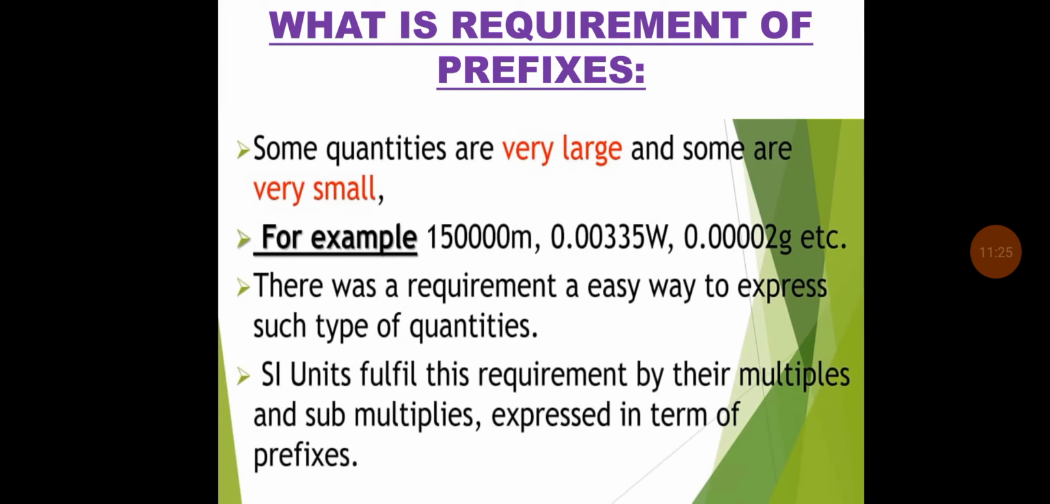What is the requirement of prefixes? Some quantities are very large and some are very small. For example, we have these values. Now, this is very large, this is small, this is again a very small value, and so on. There was a requirement for an easy way to express such types of quantities. SI units fulfill this requirement by their multiples and submultiples, expressed in terms of prefixes.